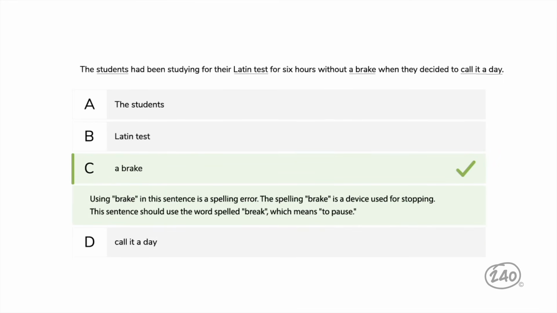This is the correct answer. Brake, spelled B-R-A-K-E, is a device used for stopping. For this sentence, we need to use the other form of break, spelled B-R-E-A-K, which means to pause.